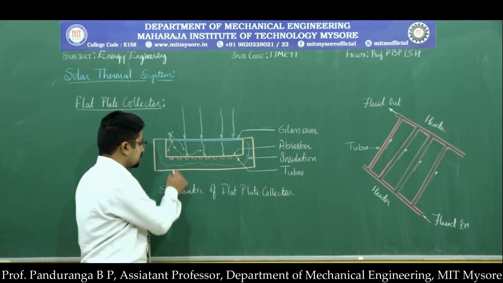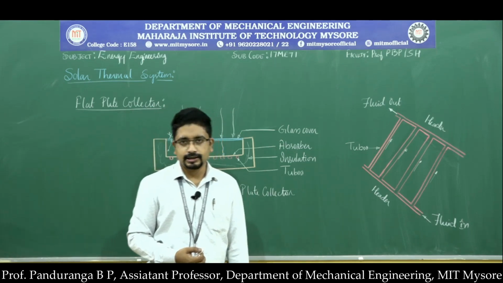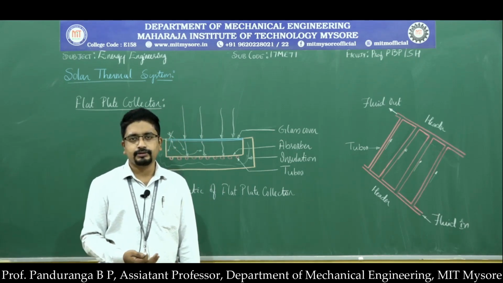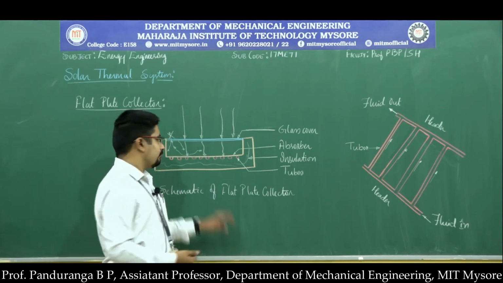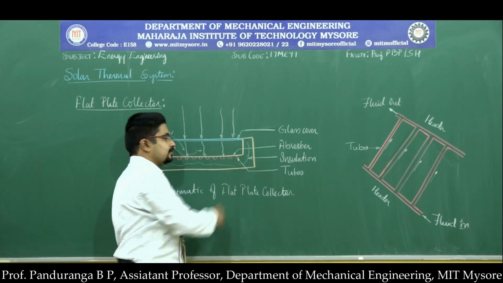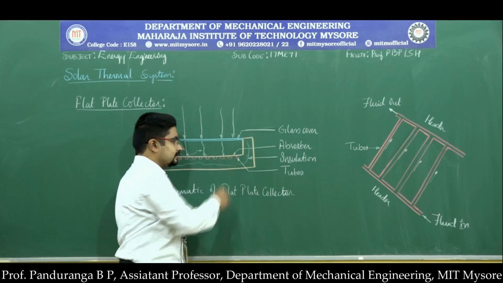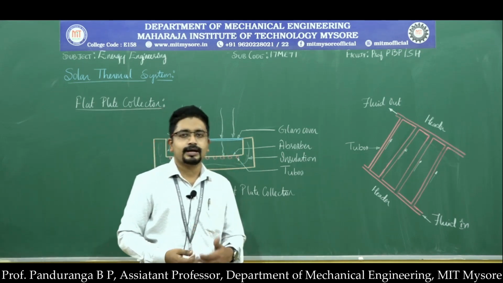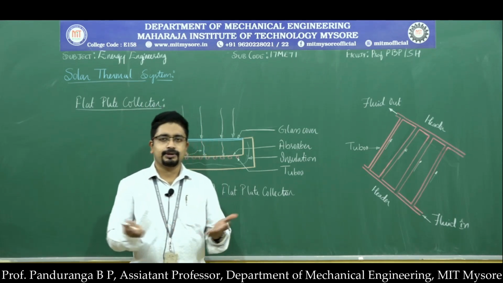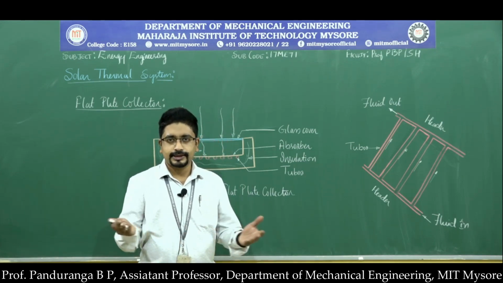Just below the absorber plate we have the tubes. These are the tubes through which, if it is a water heater, water will be flowing, or if it is for some other purpose, the working fluid in that cycle will be flowing. Generally the absorber plate and the tube will be made of the same material, and they will be brazed together so that there is good thermal contact between them. In some designs, the absorber plate is an integral part of the tube itself, acting as an extended surface for the tube.